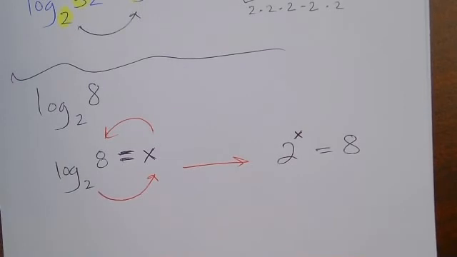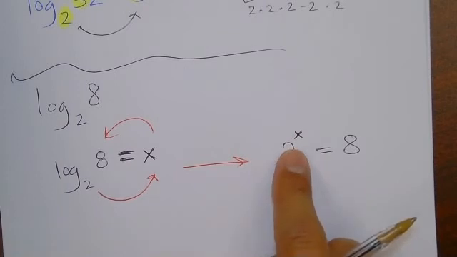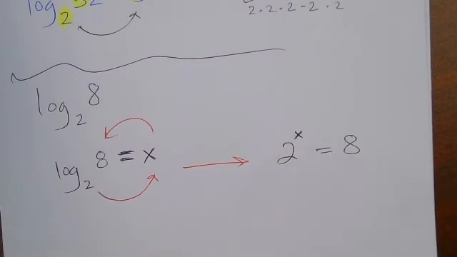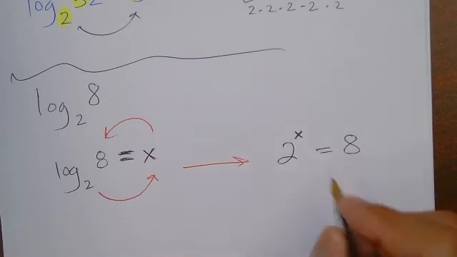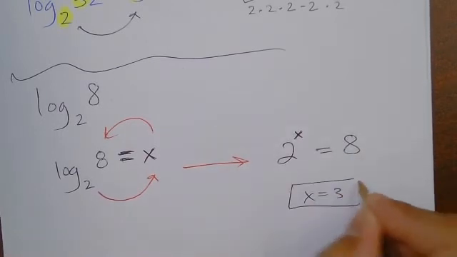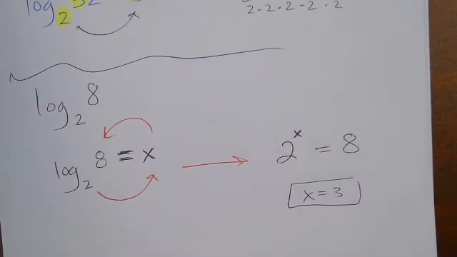Does anybody know that answer? Andy? No, that's not Andy. You're David. Sorry, Andy. Sorry, David. It's 3. The answer is 3 because 2 to the power of what is 8? 2 to the power of 3 is 8. See? So, yeah, x is equal to 3. That's how you're supposed to do the ones from yesterday.